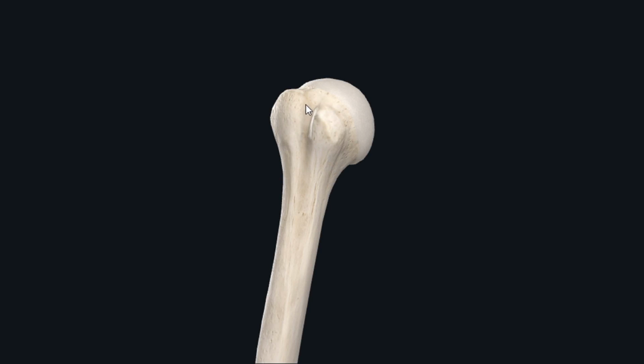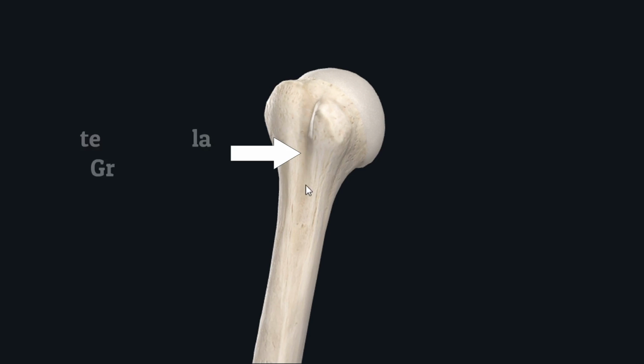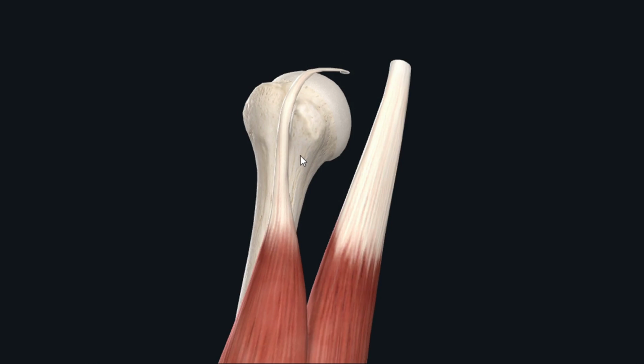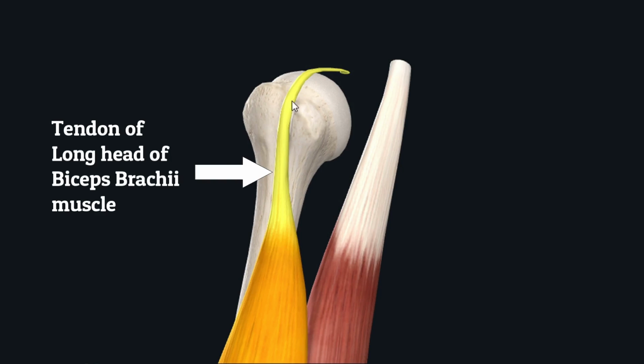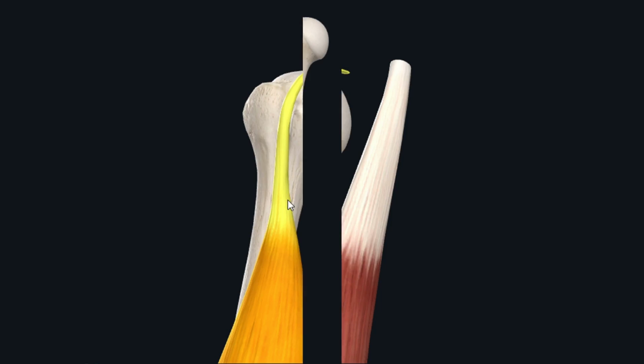The intertubercular groove or the bicipital groove is this deep groove on the anterior surface of the humerus. It separates the greater and lesser tubercles. This groove houses the tendon of the long head of the biceps brachii muscle, as shown in the model.